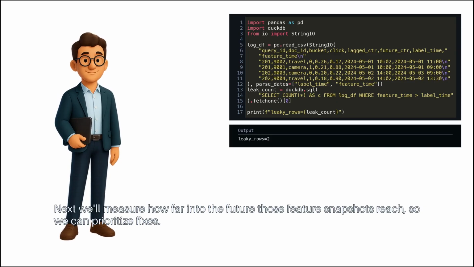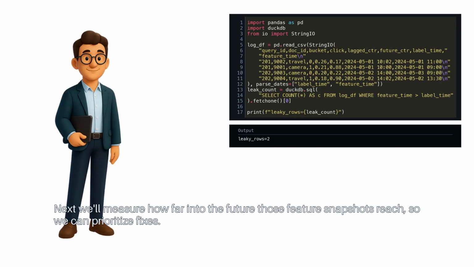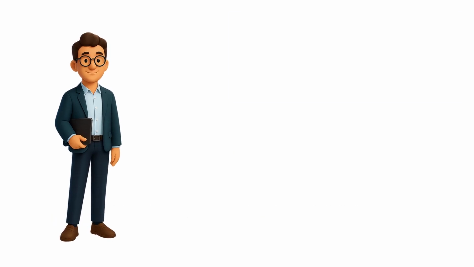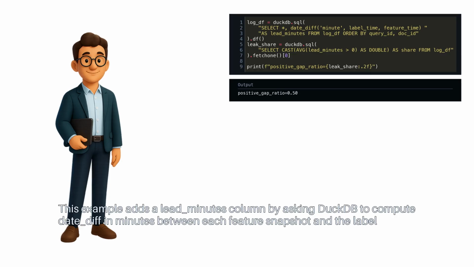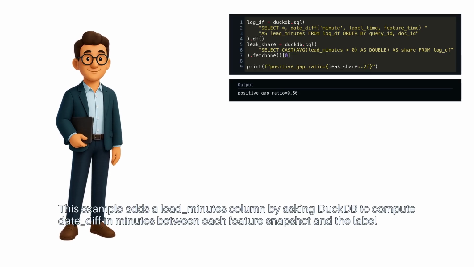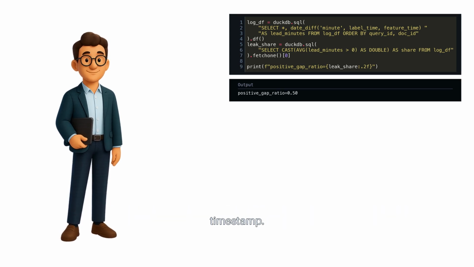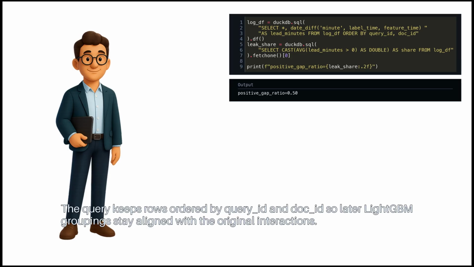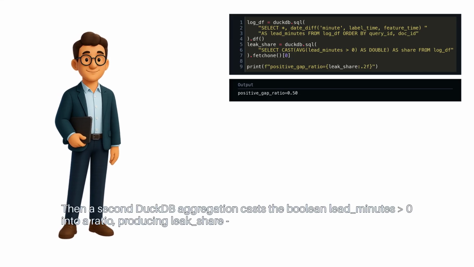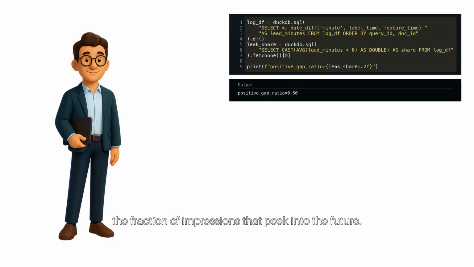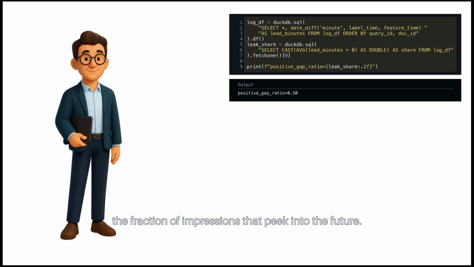Next, we'll measure how far into the future those feature snapshots reach, so we can prioritize fixes. This example adds a lead_minutes column by asking DuckDB to compute date diff in minutes between each feature snapshot and the label timestamp. The query keeps rows ordered by query ID and doc ID, so later LightGBM groupings stay aligned with the original interactions. Then a second DuckDB aggregation casts the Boolean lead minutes equals 0 into a ratio, producing leak share, the fraction of impressions that peek into the future.